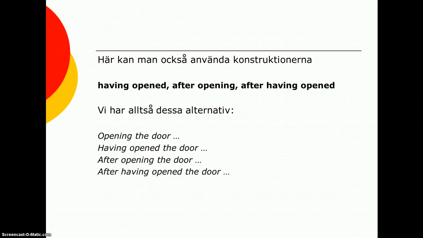Other examples when you can use abbreviation of clauses is having opened, after opening, after having opened. You can say the same thing in different ways, meaning you can say opening the door, having opened the door, or after opening the door, or after having opened the door.